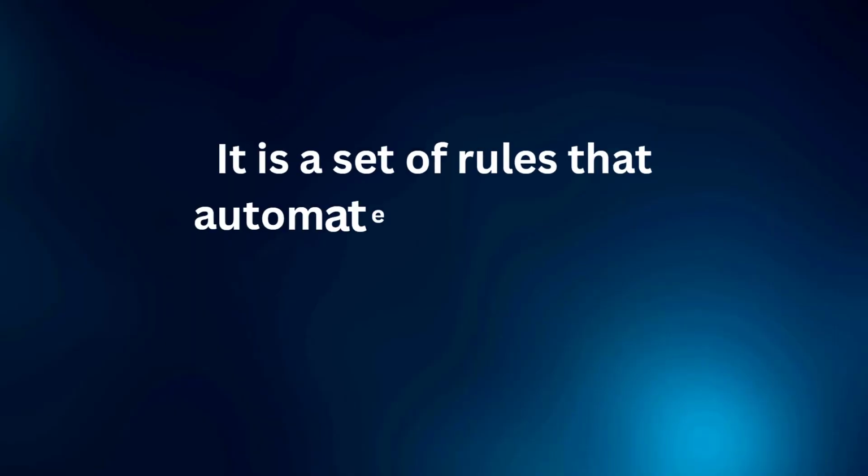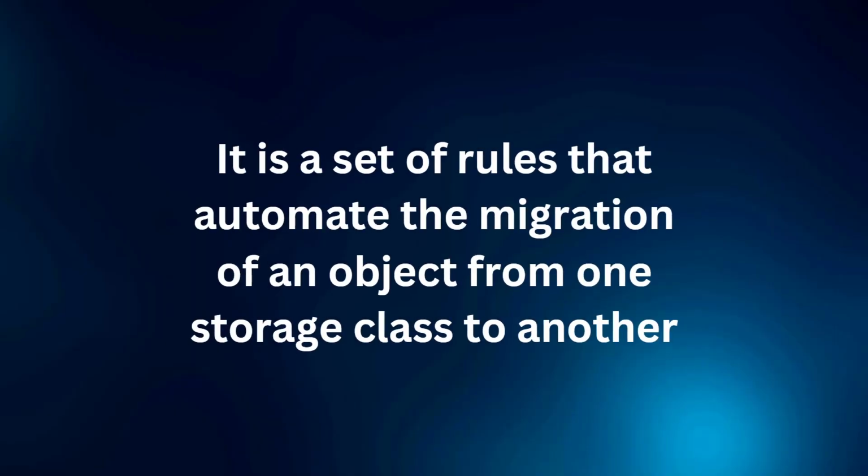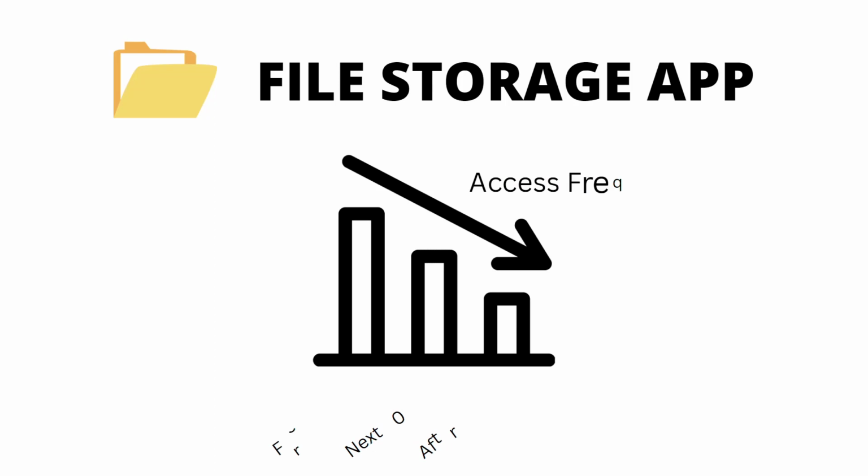An object lifecycle is a set of rules that automate the migration of an object from one storage class to another, based on given time intervals. Let's understand this with an example. Say, we make a file storage app.